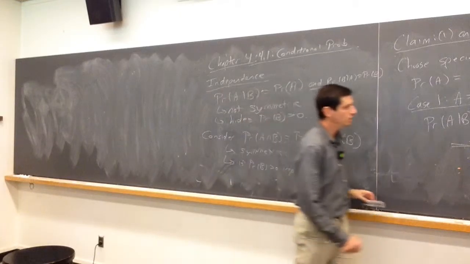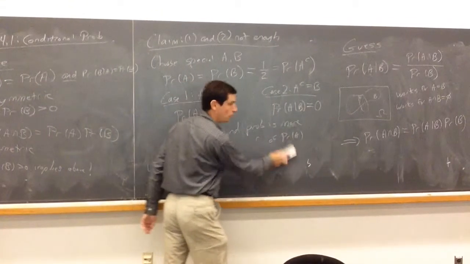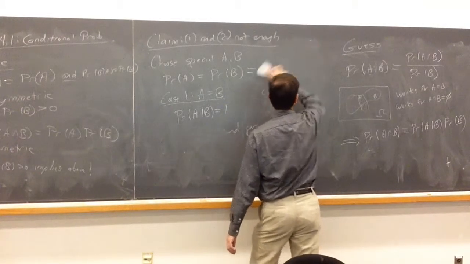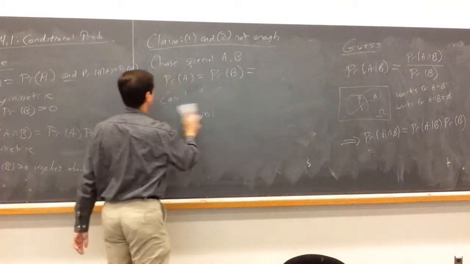Okay, so now we can come back to our formula for conditional probability. And we had the probability of A intersect B is the probability of A given B, probability of B.